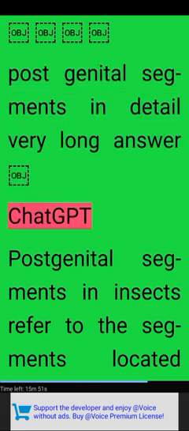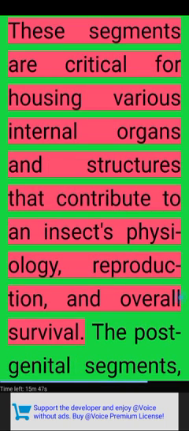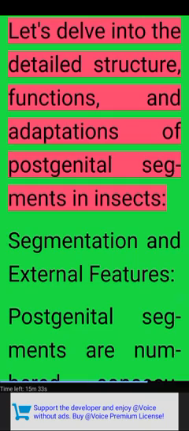Very long answer. ChatGPT. Postgenital segments in insects refer to the segments located posterior to the genital segments in the abdomen. These segments are critical for housing various internal organs and structures that contribute to an insect's physiology, reproduction, and overall survival. The postgenital segments, numbered as abdominal segments 8 and beyond, exhibit diverse morphology and adaptations among different insect species. Let's delve into the detailed structure, functions, and adaptations of postgenital segments in insects.